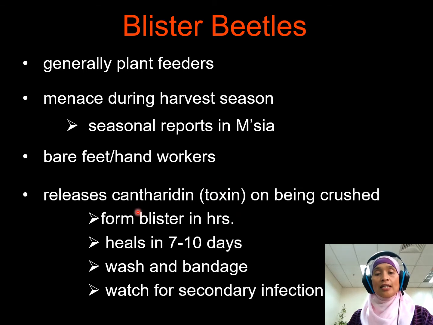Now the toxin is cantharidin, and it can cause blisters within hours, and it takes about 2 weeks to heal. So when there is a wound, you must always clean and wash the wound regularly, to ensure that there is no secondary bacterial infection.